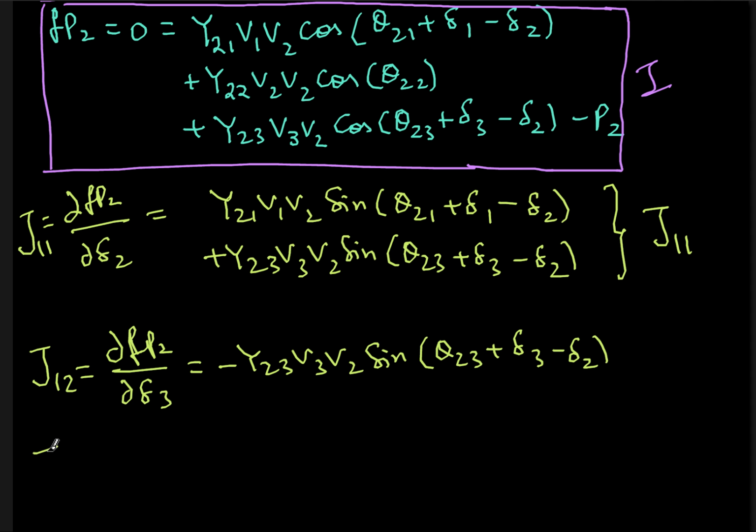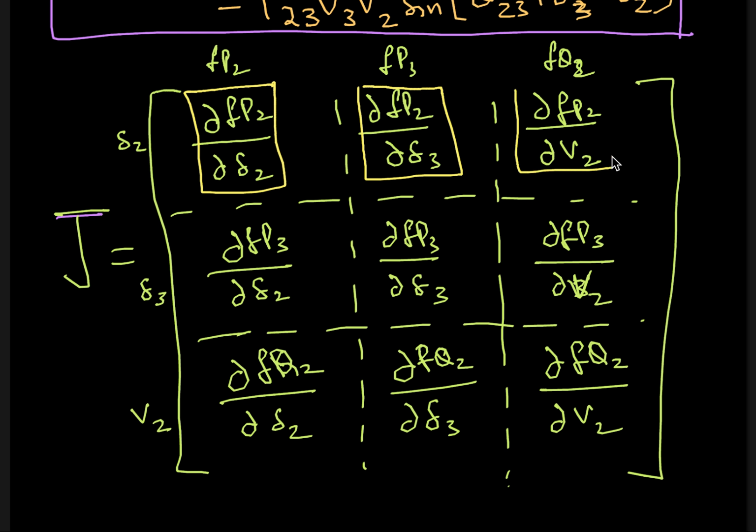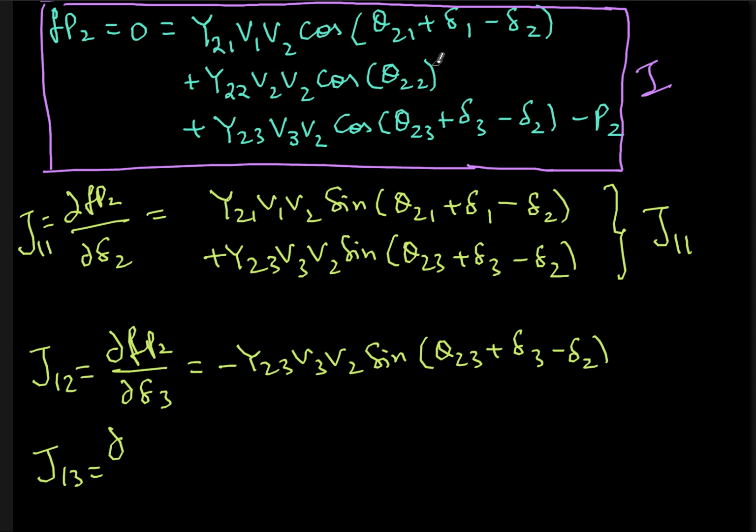Now let me get J13. So what is J13? This is the differentiation of the function with respect to variable v2. Look at this entire thing: wherever you find v2, all three terms have v2. So we'll get differentiation of function P2 with variable v2.